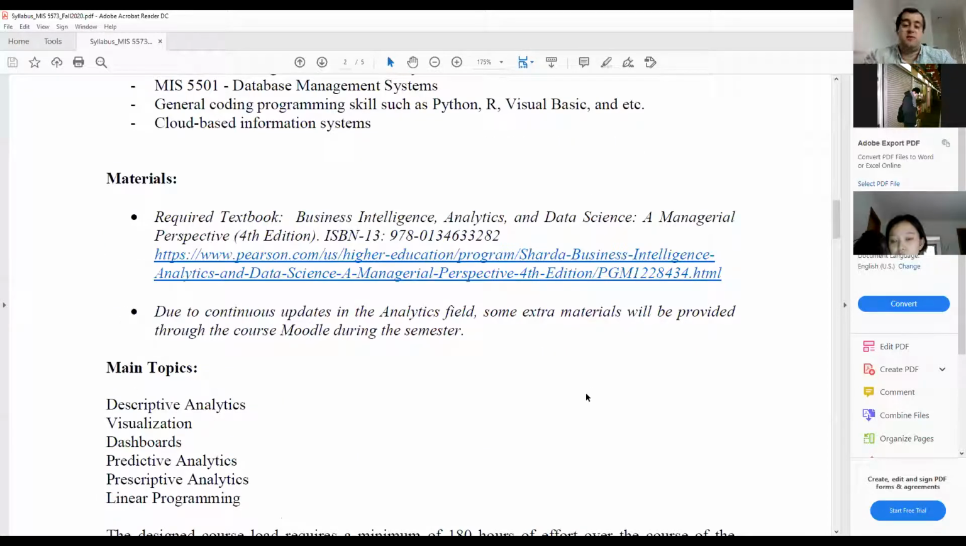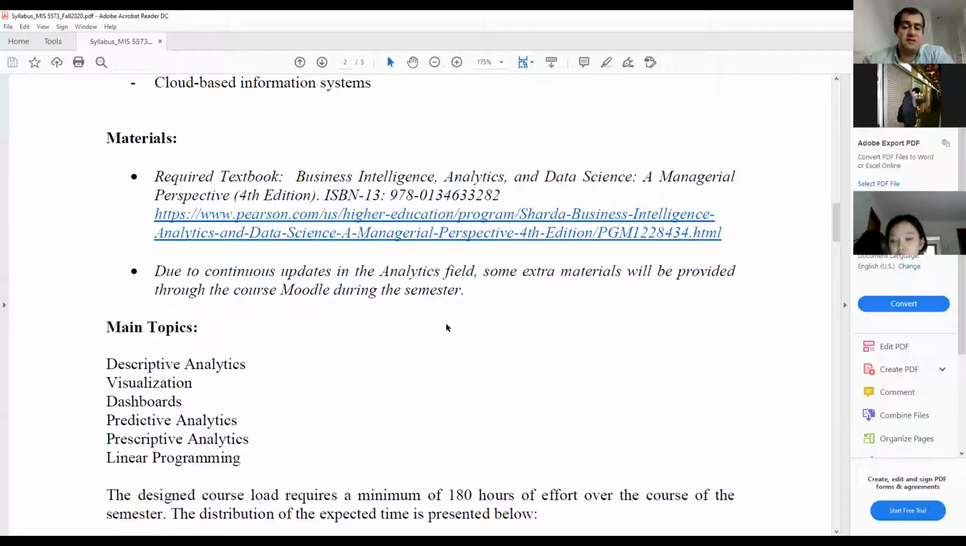Materials. I put the information of the textbook. This is written by Professor Sharda from Oklahoma State University. It's a really good tool, and it gives you good insights about the chapters that I will teach you. I assigned some reading from chapters of this book, so please buy this book. You have a couple of weeks to purchase it, or you can rent it. I'm not sure about other countries, but in the US you can rent a book and just return it at the end of the semester.